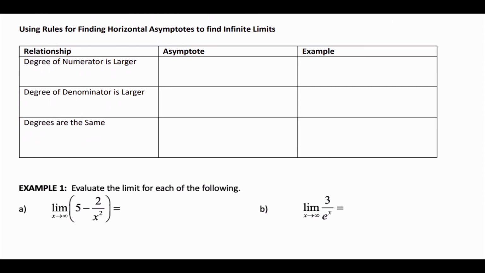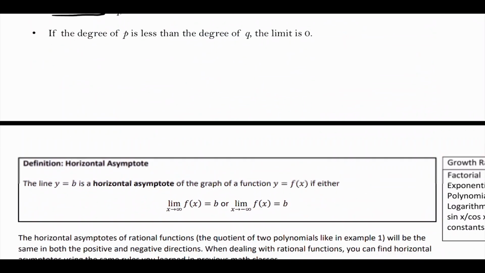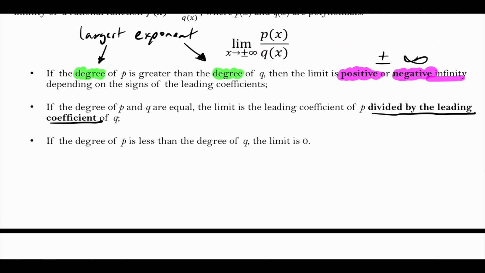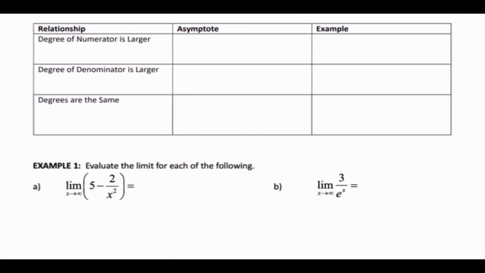Okay, so the degree. What if the degree of the numerator is bigger? Numerator is the top, right? So the answer is always going to be positive or negative infinity, top heavy. So in other words, top heavy is the first one, right? Yeah. Top heavy. So the limit will always equal positive or negative infinity. So let's write that down.